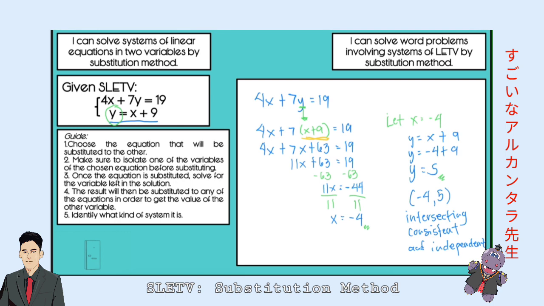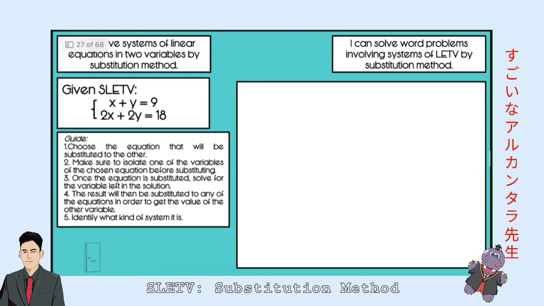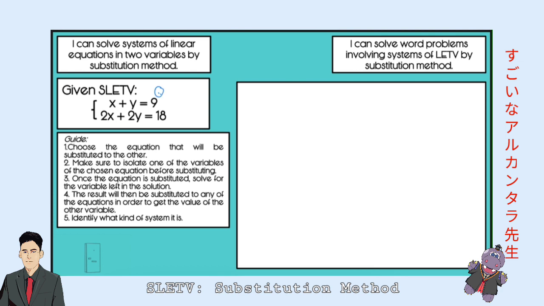So let's continue with some more examples. Let's have this one. Now in here, just like the first example, the variable is not yet isolated. For me, the easiest one to manipulate is the first one. So let's work on that. We have x plus y equal to 9. I will isolate the x variable. So I'll subtract y to both sides. I will get x is equal to negative y plus 9. So now that I have this from my first equation, I will substitute it to the second equation.